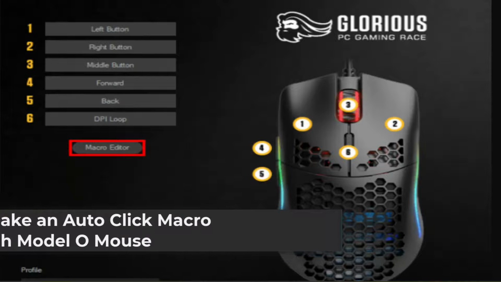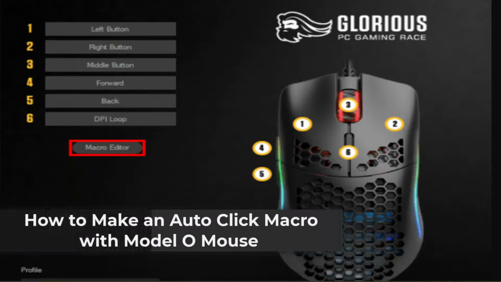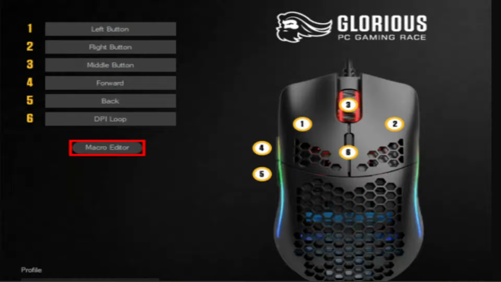Hi guys, in this video I'll be showing you how you can make an auto-click macro with a Model O mouse. In order to create an auto-click macro on a Glorious Model O mouse, you'll use the Glorious Core software. First things first, launch the Glorious Core software on your computer. You want to move on to key binding, then macro.